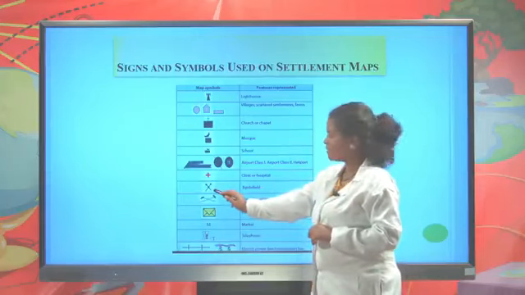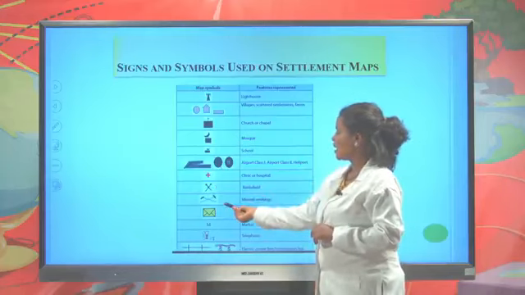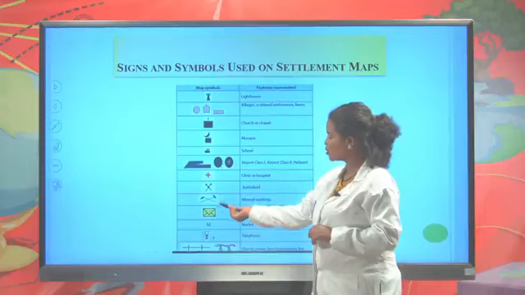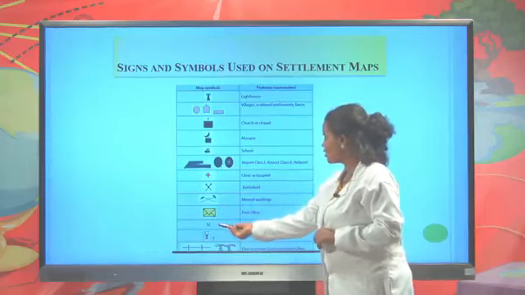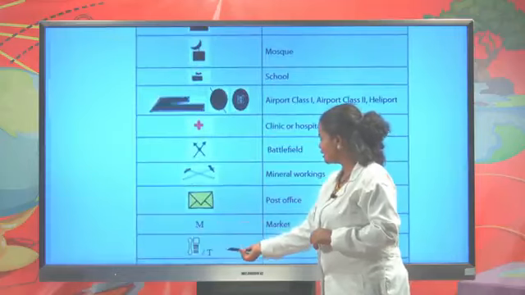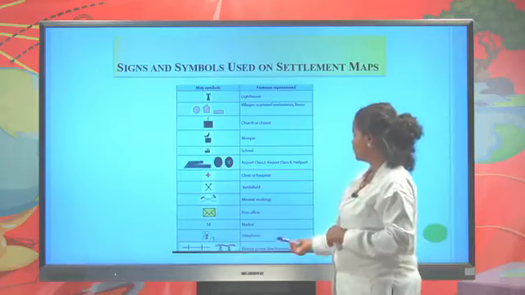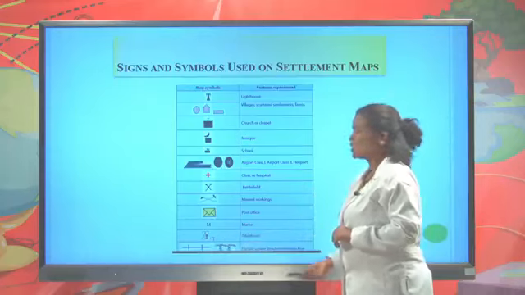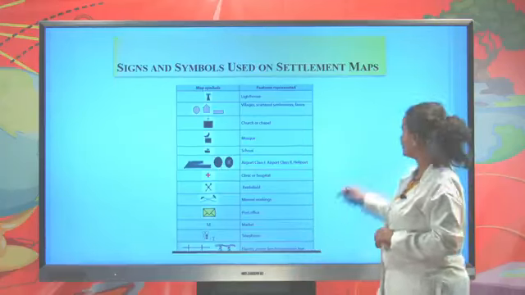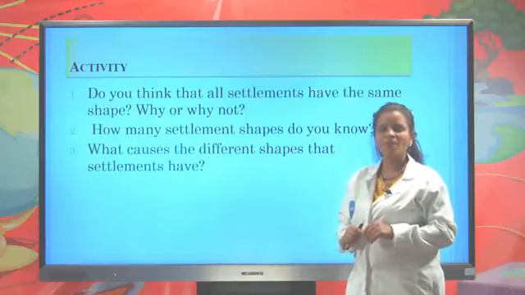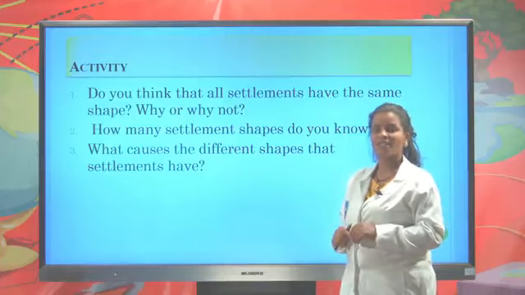The symbol of battlefield on the map is this, and a similar working symbol is this one. This symbol represents post office, this one is a market, and this one is a telephone. This symbol represents electric power line. Students, please think about this question before proceeding to the second subtopic.